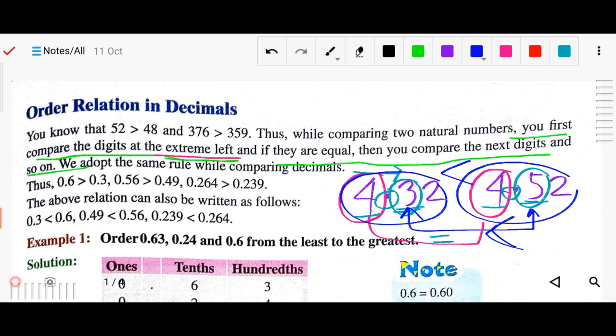Okay, so likewise we will compare. How do we have to compare? The procedure is that we start from the left, the extreme left, and compare it with the extreme left of the other number. If they are equal, then we move to the next digit and compare again. If these two are equal, then again we move to the next. Likewise we check, and if all are the same, it means the numbers are equal. In this way we can compare decimal numbers.